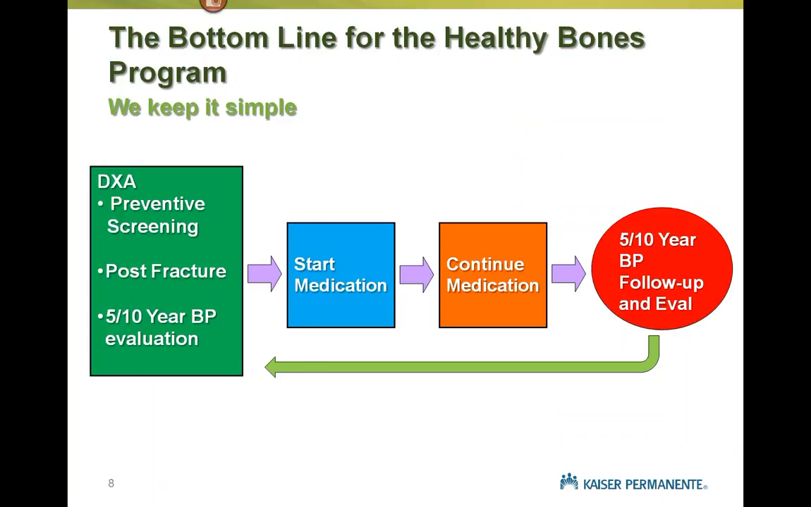So we try to keep it very simple. We order DEXAs preventatively on our women age 65 and older and our men age 70 and older, and on all our fracture patients except for fractures of fingers, toes, face, or skull, no matter what the reason for the fracture. When we first started, we were ordering them just on fragility fractures, but now we order them on all fractures age 50 and older, both men and women, and on those patients who have been on bisphosphonates 5 years and longer. We start medication on those that need it, we monitor adherence, and we evaluate at 5 years or longer.